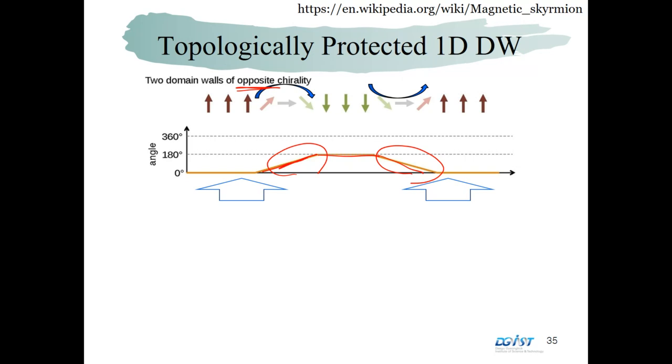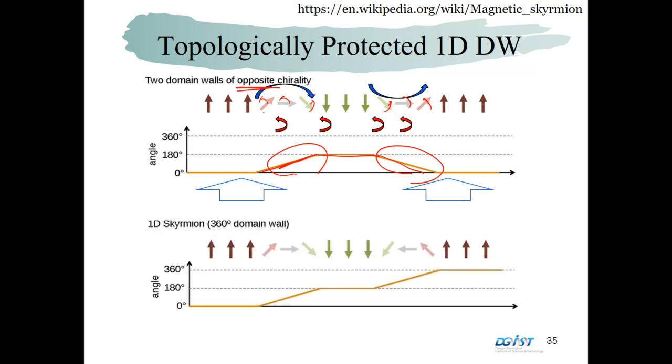And then when we apply a magnetic field, this magnetic domain wall can be easily rotated to this direction, and then they can be easily removed. Let's think about the other case, where we have the same three domains and two domain walls. The difference is that we have the same chirality.